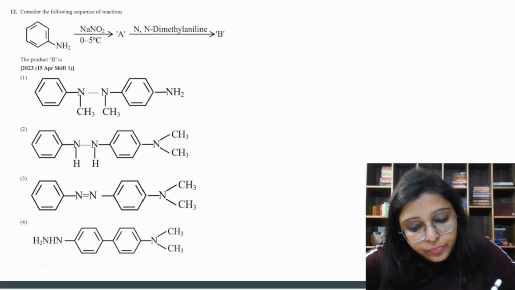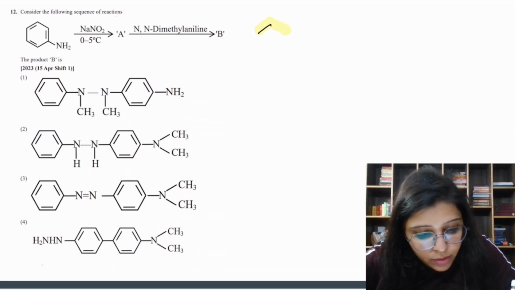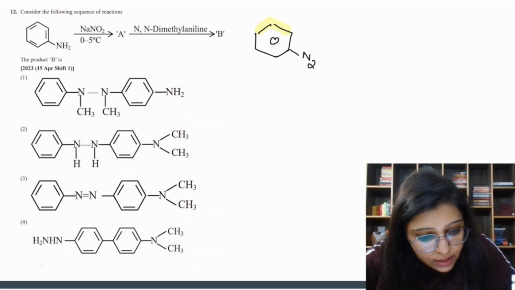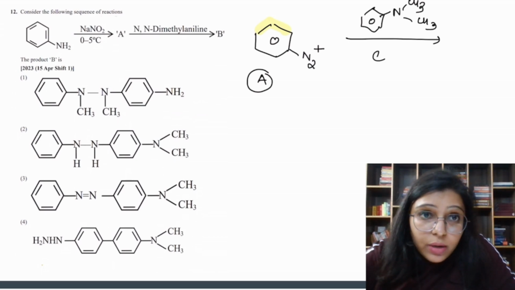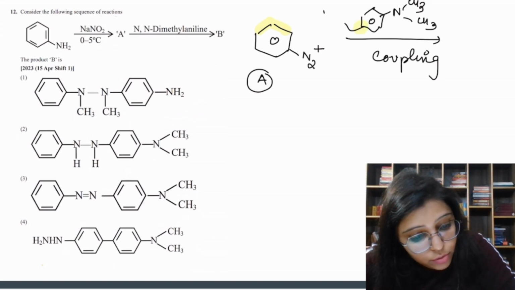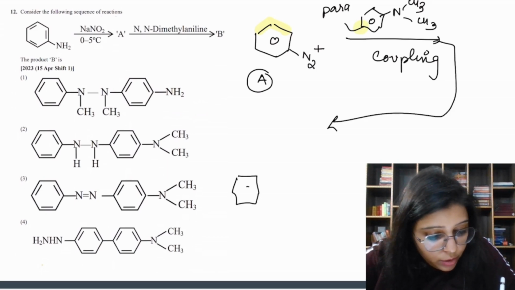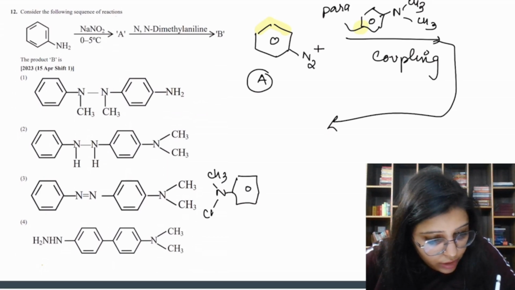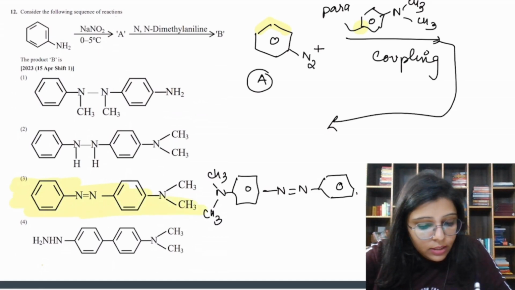Now next question. So NH2, NaNO2 at 0 to 5 degrees Celsius. So we are going to form diazonium N2+. Then this is N,N-dimethyl aniline. So on reaction with N,N-dimethyl aniline we have to do coupling, right, and coupling happens at the para position. So this is the para position, so coupling happens at this position. So after coupling, what do we get as the product? So the product is this, with CH3 CH3 and a double bond N, and here we have benzene. So on the basis of that, what is the correct answer? Option 3 is the correct answer.